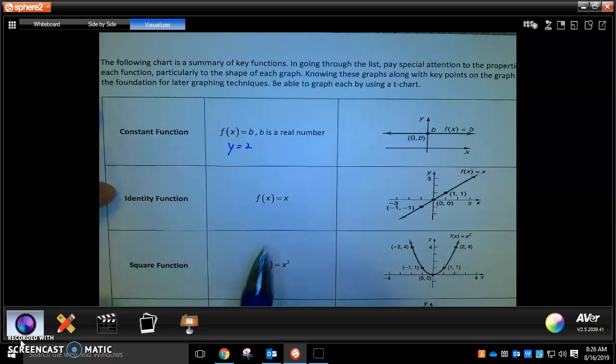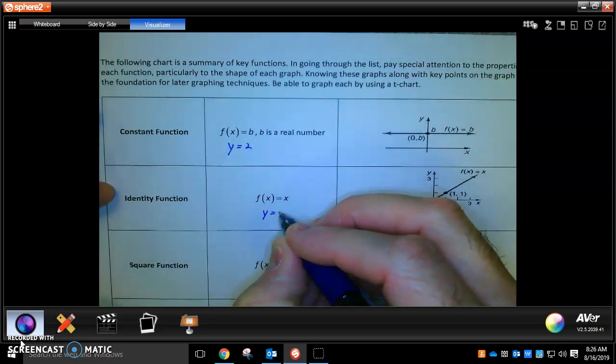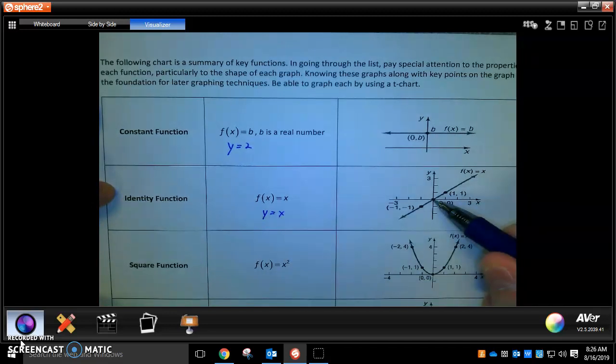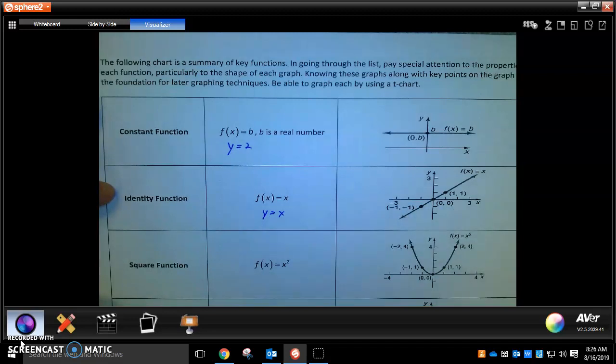The identity function, that is f of x equals x or y equals x. In other words, y is just whatever your x is. So you're going to have points like 1, 1, 2, 2, 20, 20, negative 10, negative 10. So whatever x is, y is the same. And you just get this diagonal line. It's like at a 45-degree angle that goes through the origin.